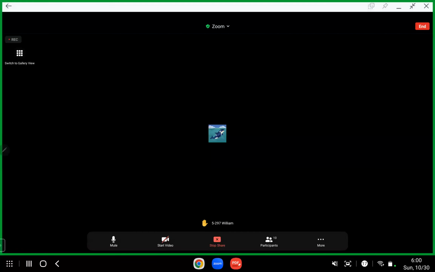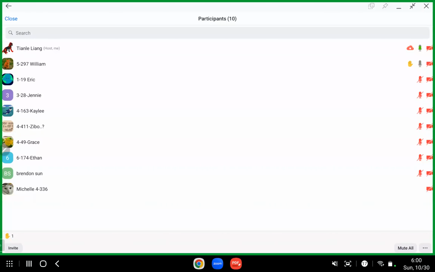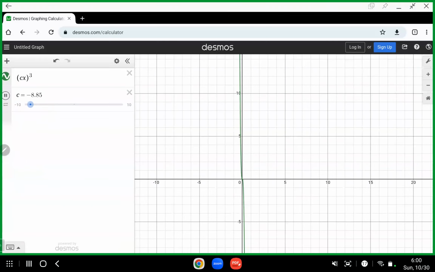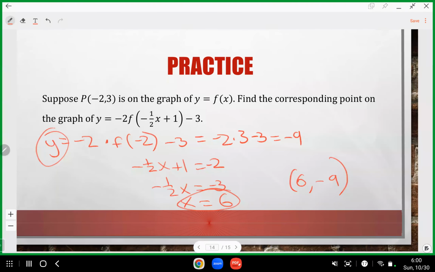Everybody, okay, William, you have a question? Yes. For that last practice problem, how do you set the thing in the parentheses as -2? Good question. Because you're taking the same x value, right?